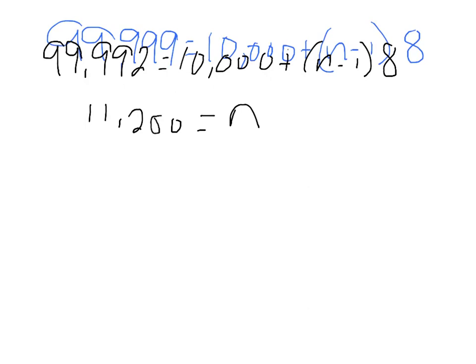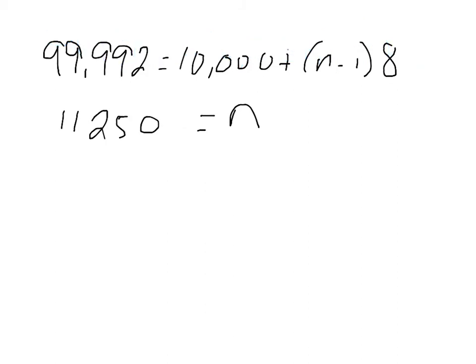And so what that means, let me erase that and clean it up a little bit, is that there are 11,250 numbers that are divisible by 8 that are 5-digit numbers. Okay, great. Well, I want to find out how many are not divisible by 8. So that means all the other numbers are not divisible by 8.